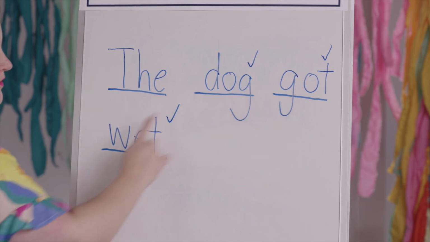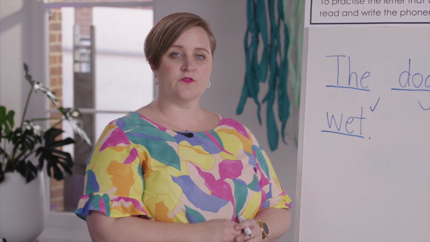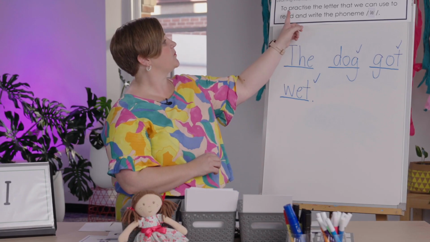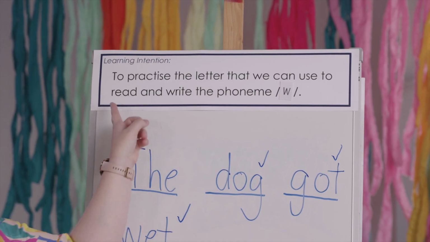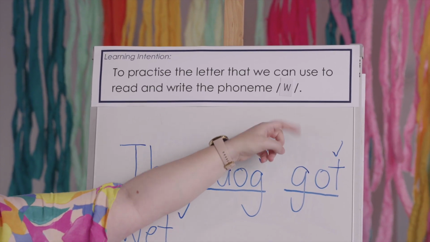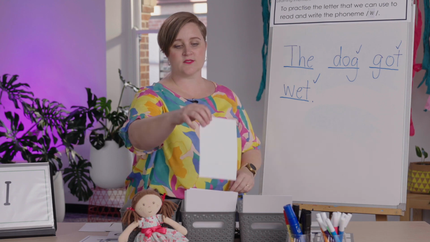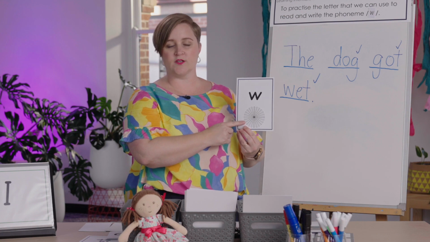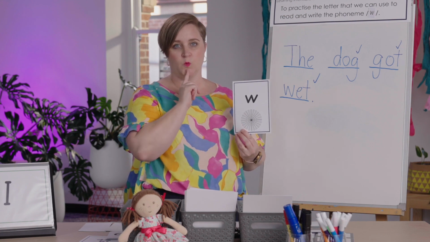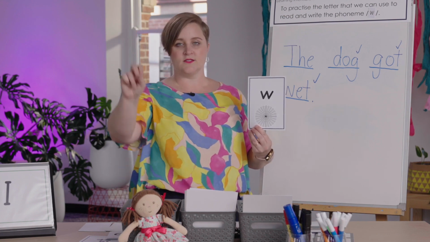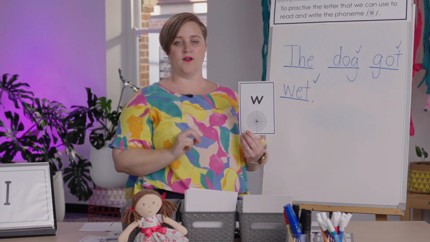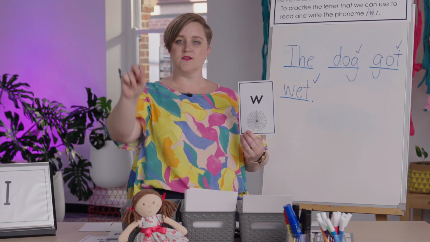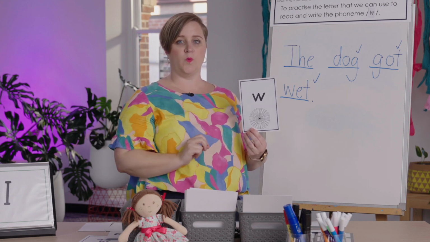The dog got wet. How did you go with your writing today? Make sure you keep practicing. Today, we have been practicing the letter that we can use to read and write the phoneme w. Let's stand up one more time and do our sky writing. Remember, our letter name is W, our keyword is web, and the phoneme is w. Off we go. W, web, W. Again, W, web, W. One more time, W, web, W.